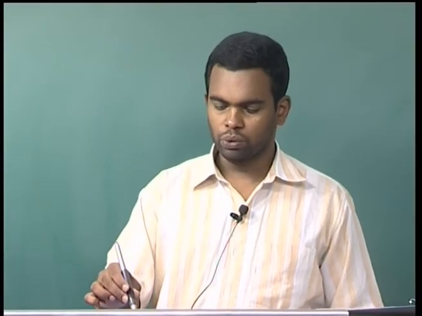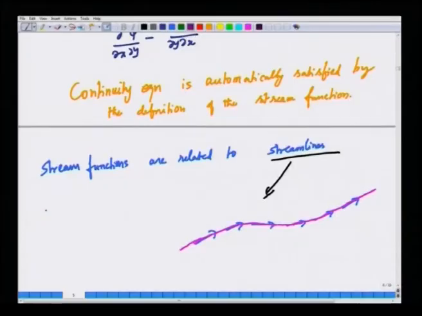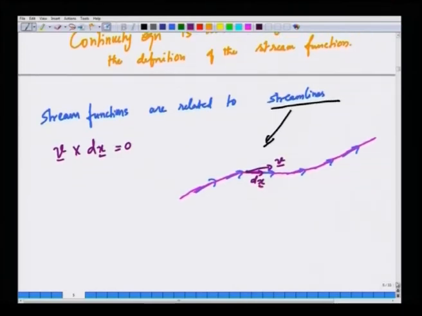A streamline is tangent to the fluid velocity vector at each and every point in the flow. So, if you have a local velocity vector v, and the displacement along the streamline is dx, and if these are parallel, then the cross product of v cross dx is 0. This is something that we did a few lectures back when we did kinematics.